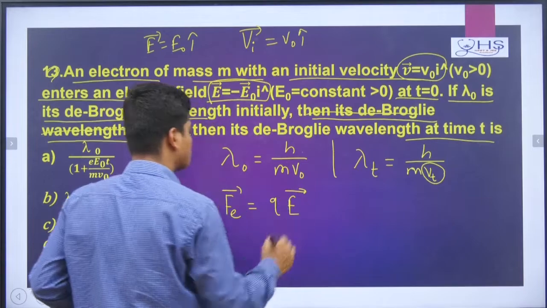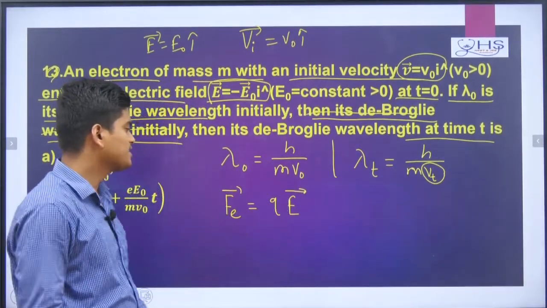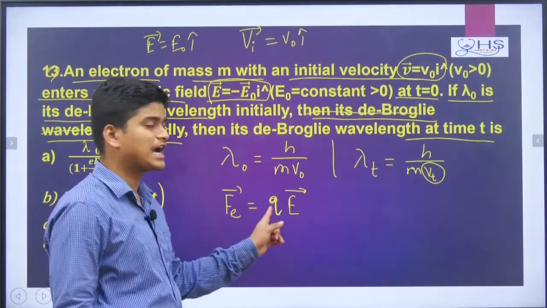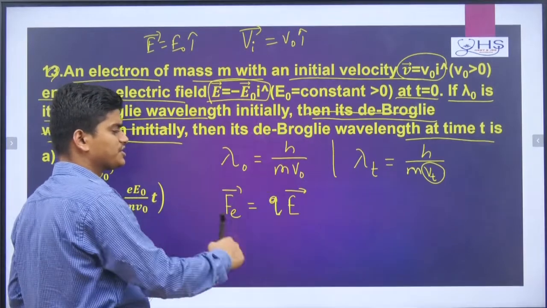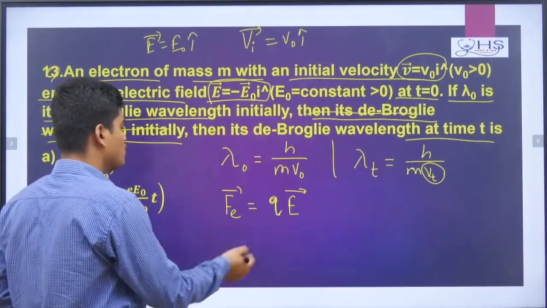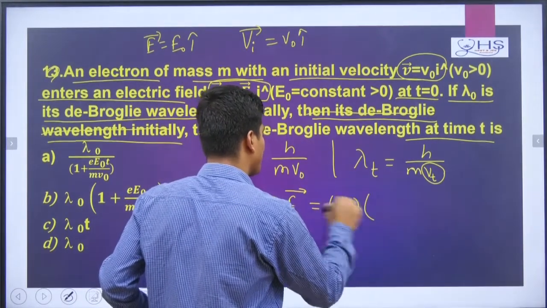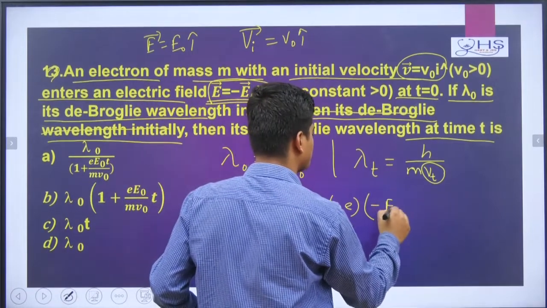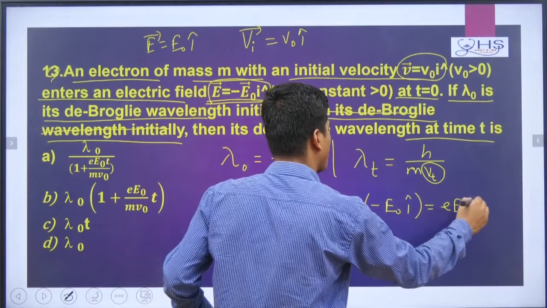That time a force acts on the charged particle, that is called Coulomb's force, Fe, and that is q times E vector. This charge you have to put with sign as you are writing vector form: positive charge positive sign, negative charge negative sign. Suppose you are taking an electron, then here this q will become minus e, and E vector already given here is minus E naught i cap. So that means it is coming E naught i cap.